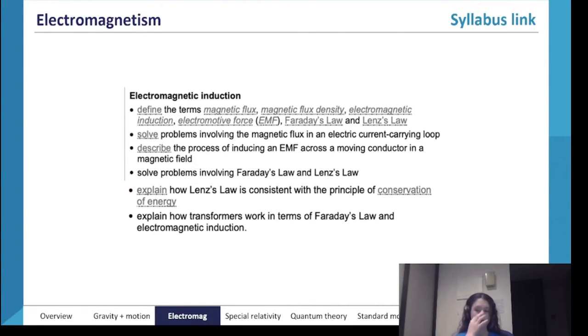Okay, now getting on to electromagnetic induction. What we need to know for electromagnetic induction is all of the terms listed involving flux, electromotive force and induction, and Faraday's and Lenz's law. And then we need to solve problems involving these terms and laws.